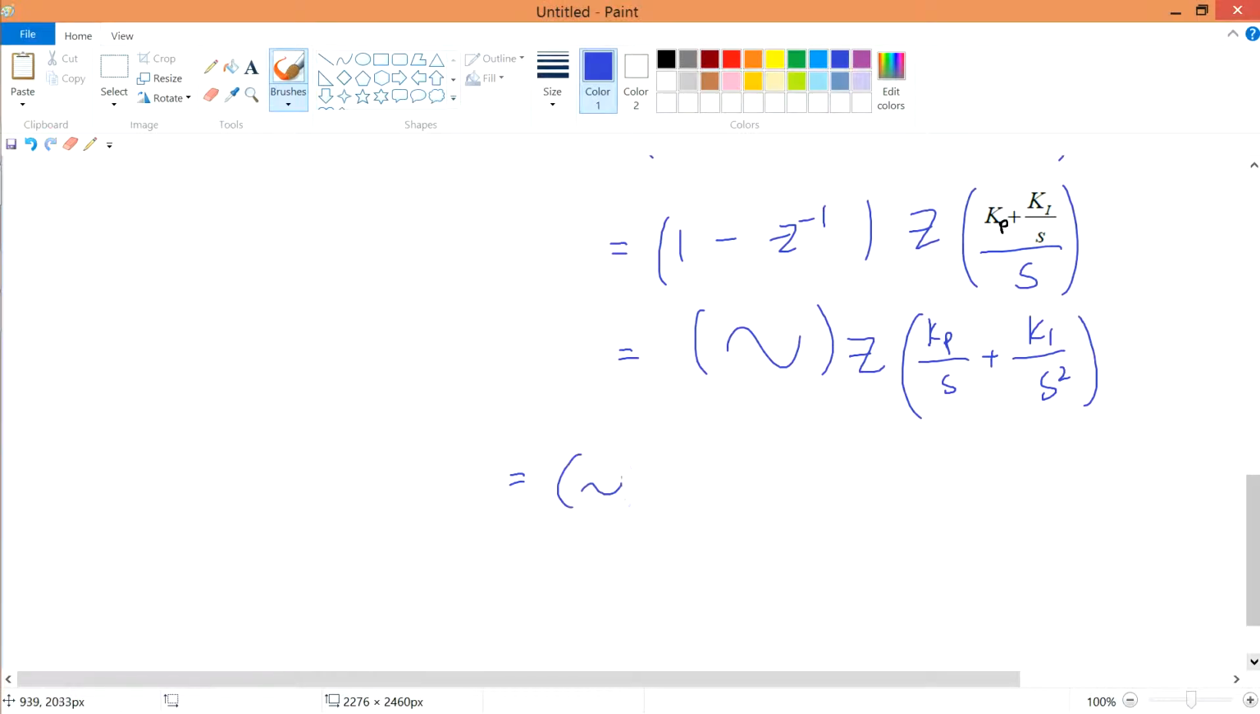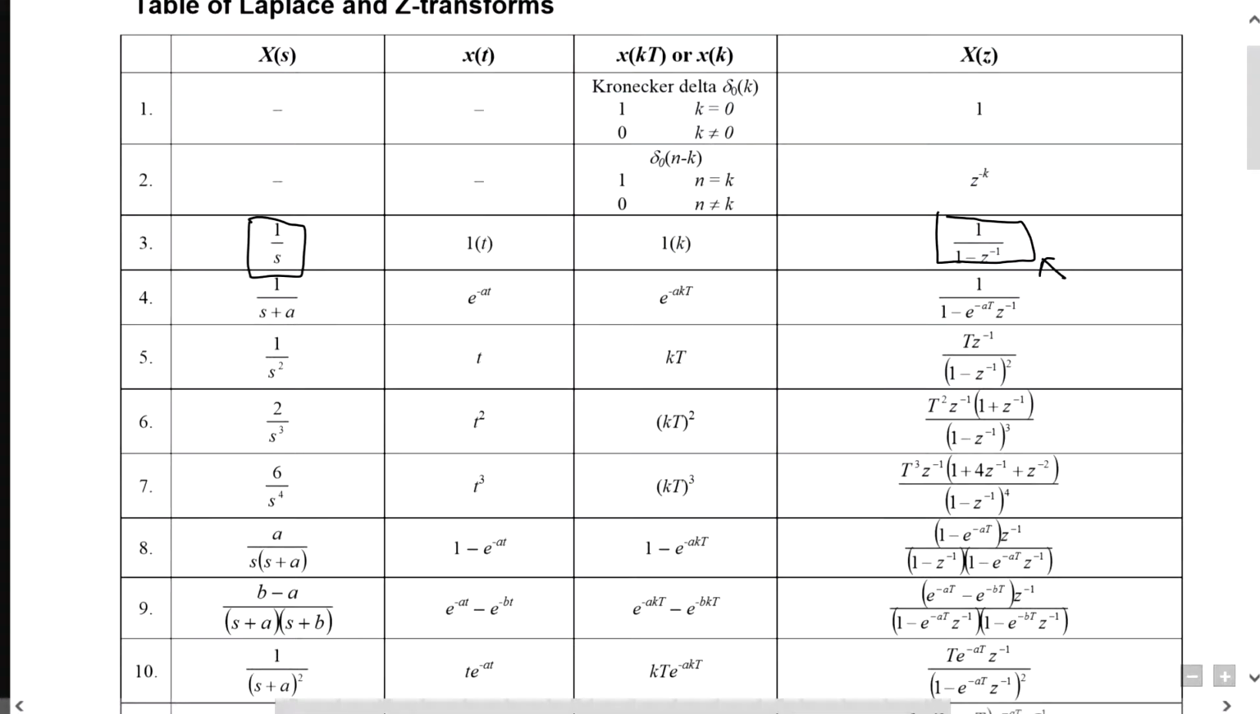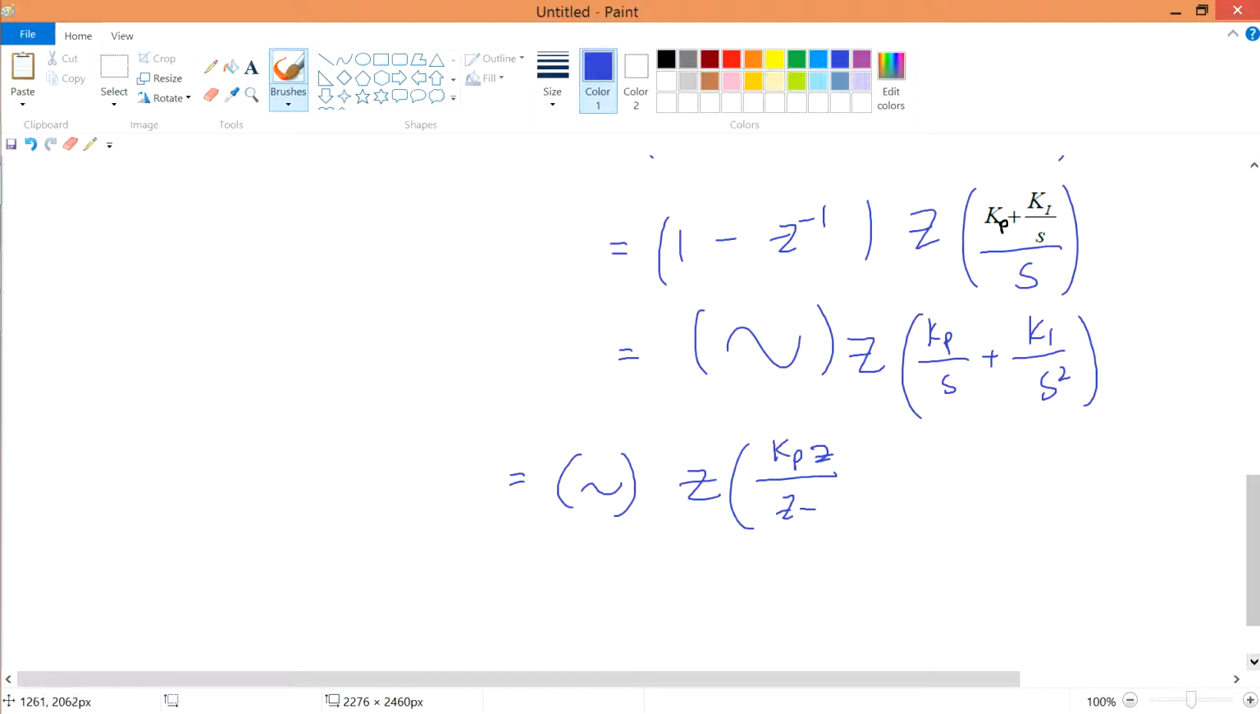So I'll just simply rewrite it over here, and then z transform of kp over s. 1 over s is 1 over 1 minus z to the minus 1. You can also rewrite this as z over z minus 1. You can just prove it yourself. I'm not gonna prove it to you, but this is the case, so let's simply rewrite it. I'll have this thing over here.